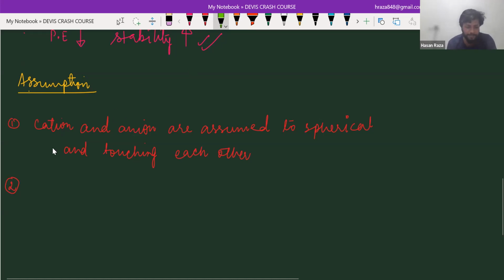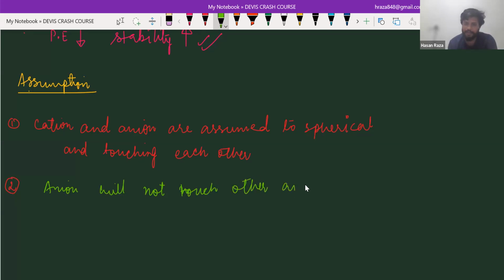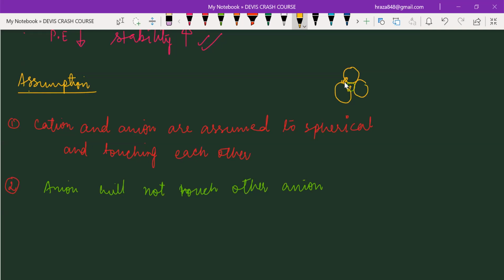Now the next point is basically an anion will not touch another anion. Since a cation is surrounded by anions, there might be a possibility of anions touching each other, but the assumption is they cannot touch each other because there will be repulsion between them. Just like this is our cation, and if you have an anion like this, they will be about to touch each other, but they cannot be touching each other. Are you getting my point? My drawing is not that much perfect.